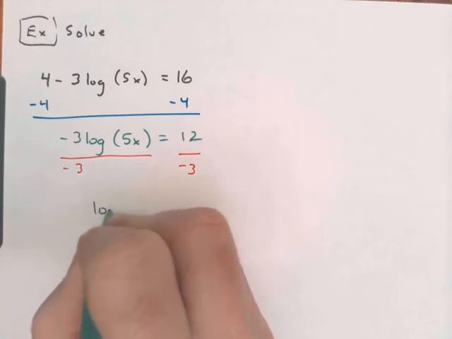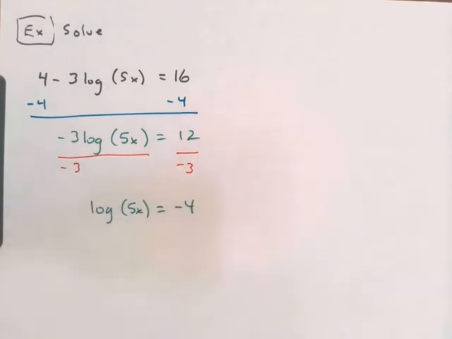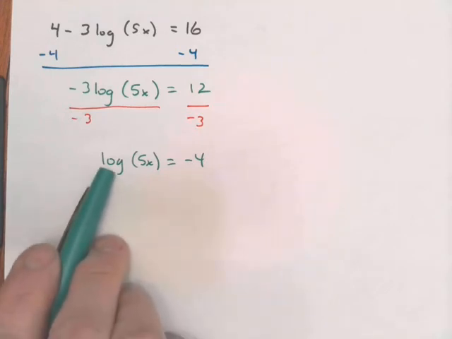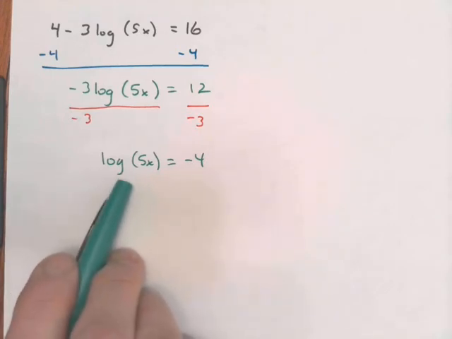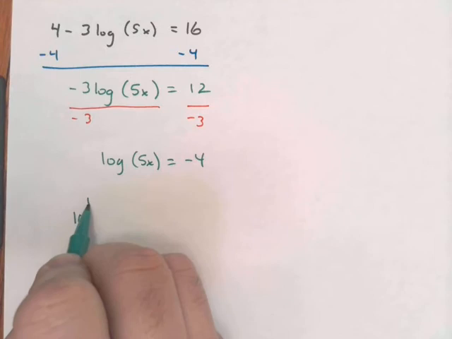That would give me log of 5x is equal to a negative 4. Now I have our log all by itself. Now I can go through that process called exponentiation. I'm going to make each of these become the exponent. I have to pick a base, and the base has to match the base of the log. There's no number written in there, so we know this is log base 10. So I'm going to write each side as 10 raised to a power.